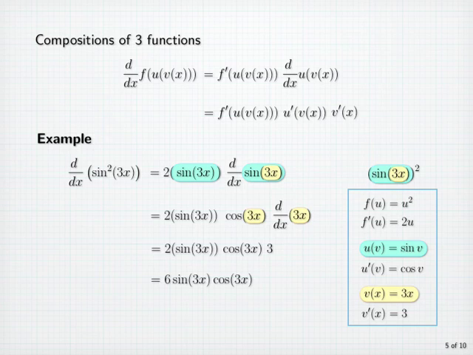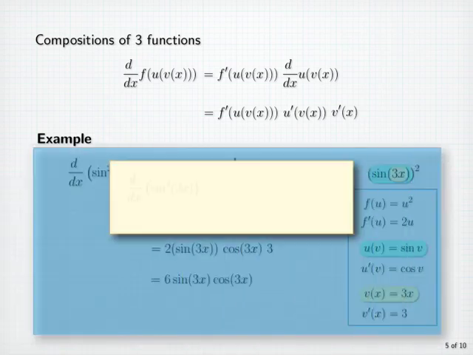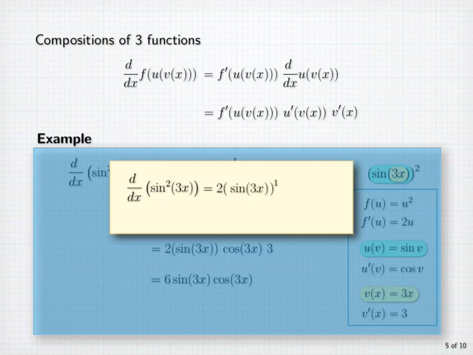Now, once one is familiar with the chain rule, you rarely go through so much detail. Let's look at how we would actually do this on paper once we understand the chain rule. The derivative with respect to x of sine squared 3x. The outermost function is the square function, so we write 2 times sine of 3x to the first power, and then multiply by the derivative of sine 3x, which is, again using the chain rule, cosine 3x, times the derivative of 3x.